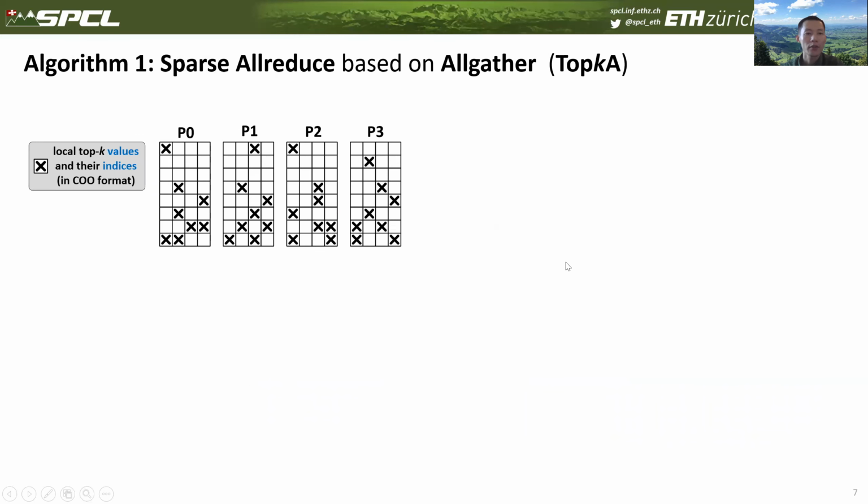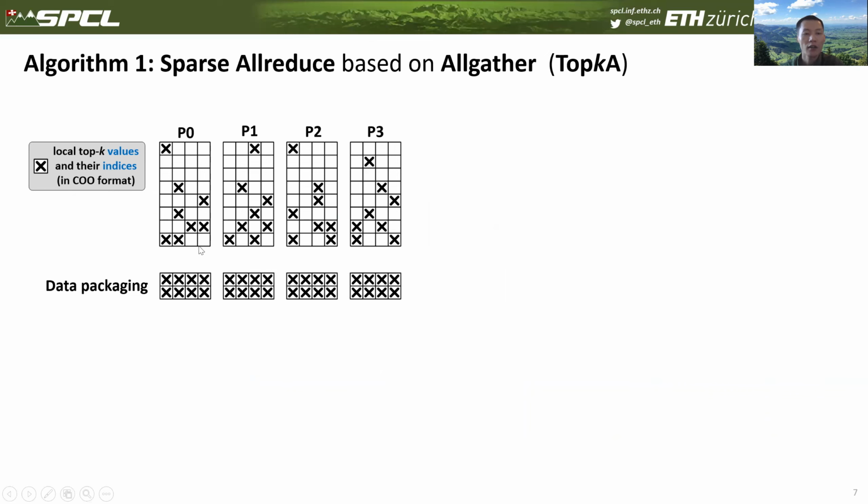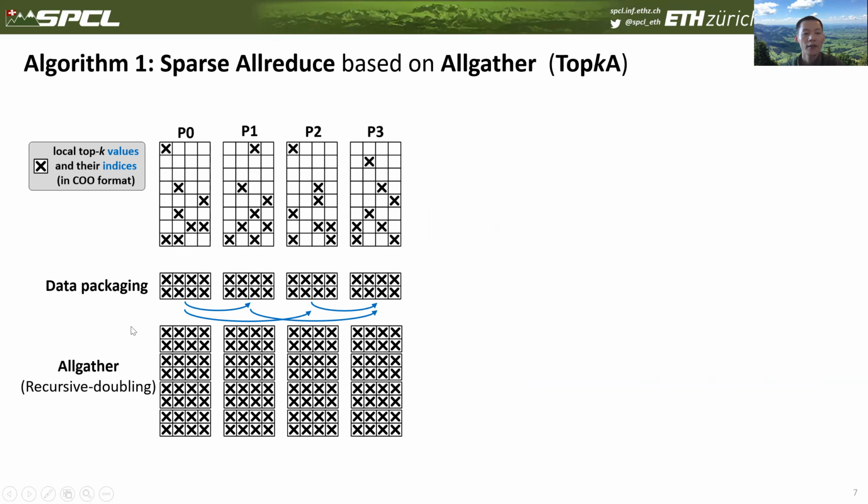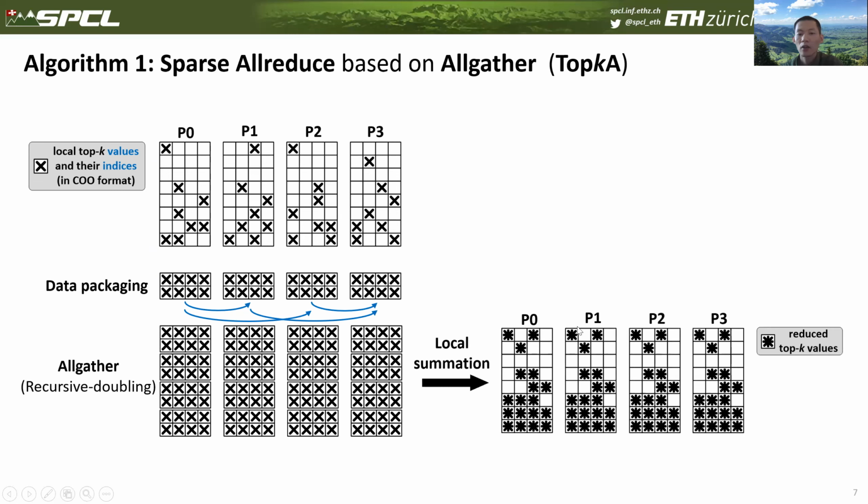There are several algorithms. The first and also the simplest one is the all-gather-based sparse Allreduce. We use TopkA for brevity. In the first step, all workers will select the local Topk values and their indices. After that, each worker will package the sparse gradient into a consecutive buffer. And then it will conduct a standard all-gather operation to gather the sparse gradients. And at last, each worker will do local summation to produce the reduced Topk values.